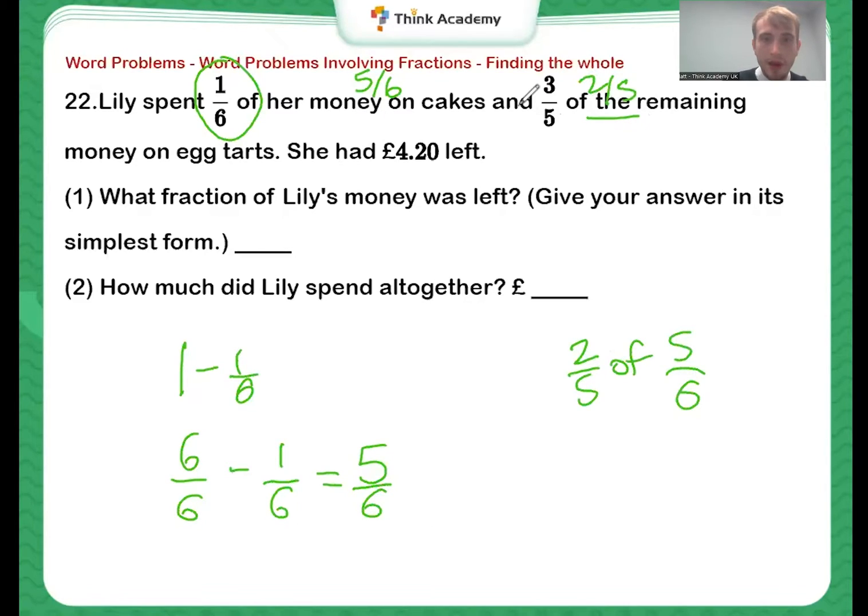Question 10. I will get to 10. I'm just going through from the back at the moment. 22. What are we on now? 22 equals.